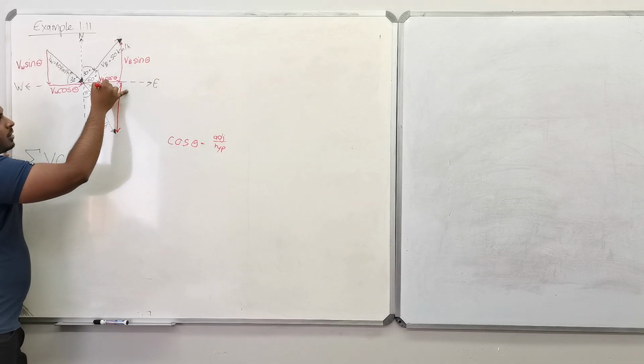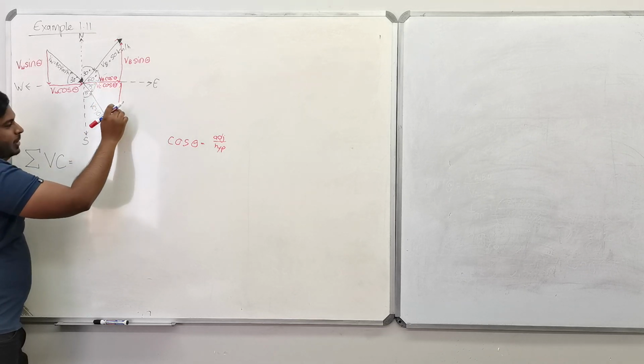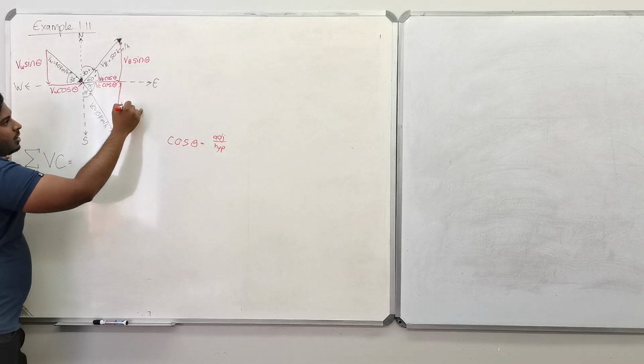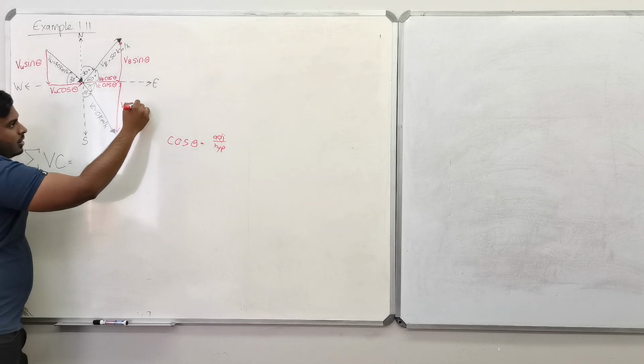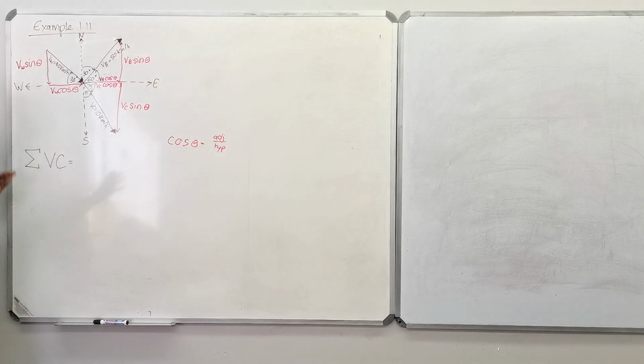Velocity of current, cos of the same angle. Cos of the angle, and this part here would be velocity of current, sine of the angle. Do you understand how I got to that? Yes. Everybody understands? Everybody?